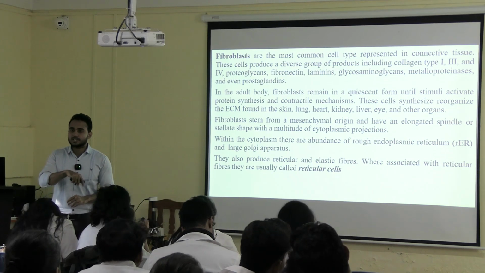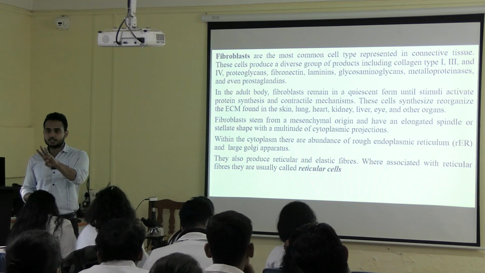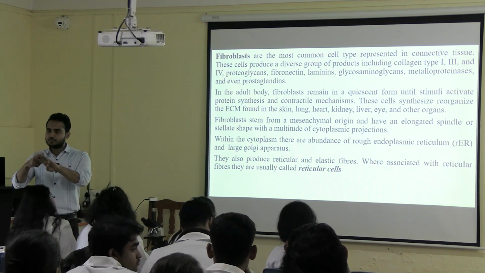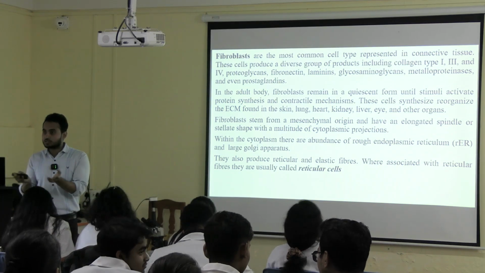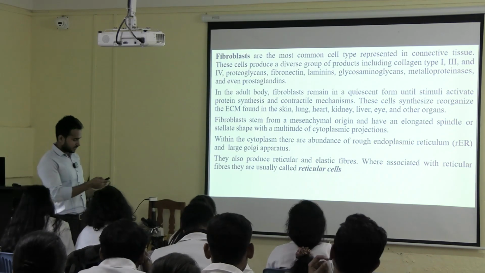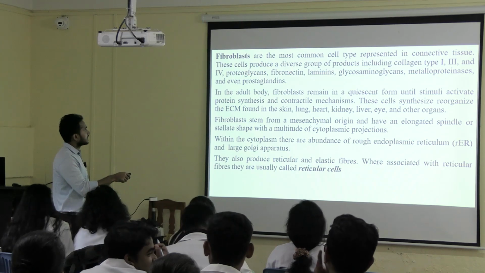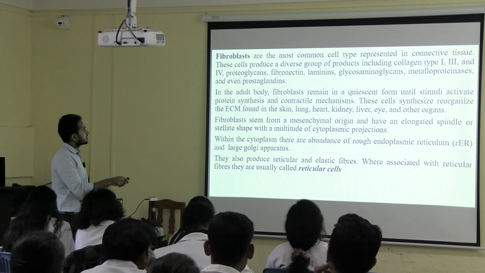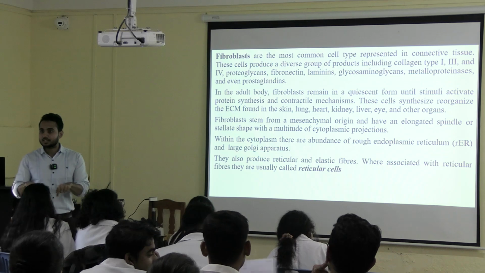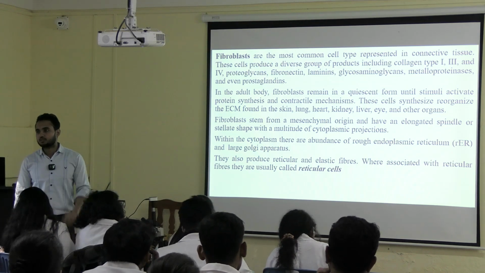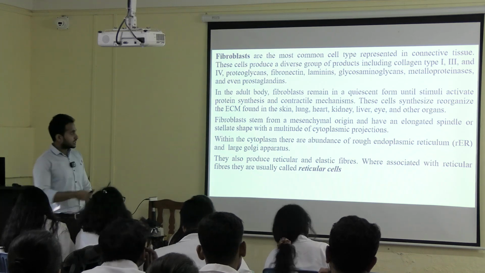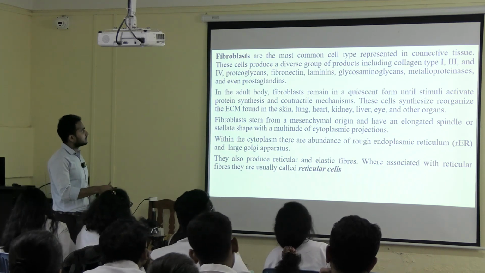In the beginning, I mentioned that three components are there: cells, fibers, and ground substance. The ground substance, which has a gel-like consistency, is made up of proteoglycans and glycosaminoglycans; all those things are present in the ground substance. So that is also produced by these particular cells.